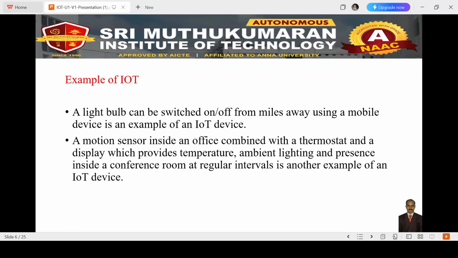So you need not physically go and switch off the bulb or the fan or whatever it may be. You can do it from anywhere in the world using the particular application on the mobile or laptop. Or a motion sensor inside an office, combined with a thermostat and a display which provides temperature, ambient lighting and presence inside your conference room at regular intervals, is another example of IoT.